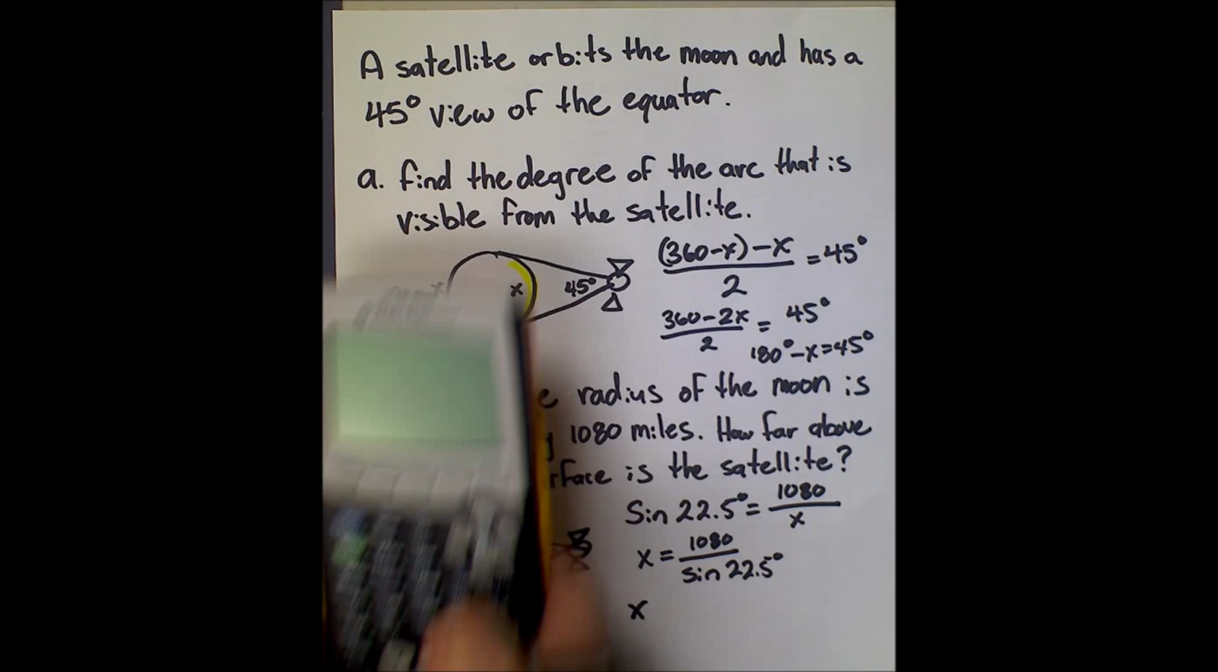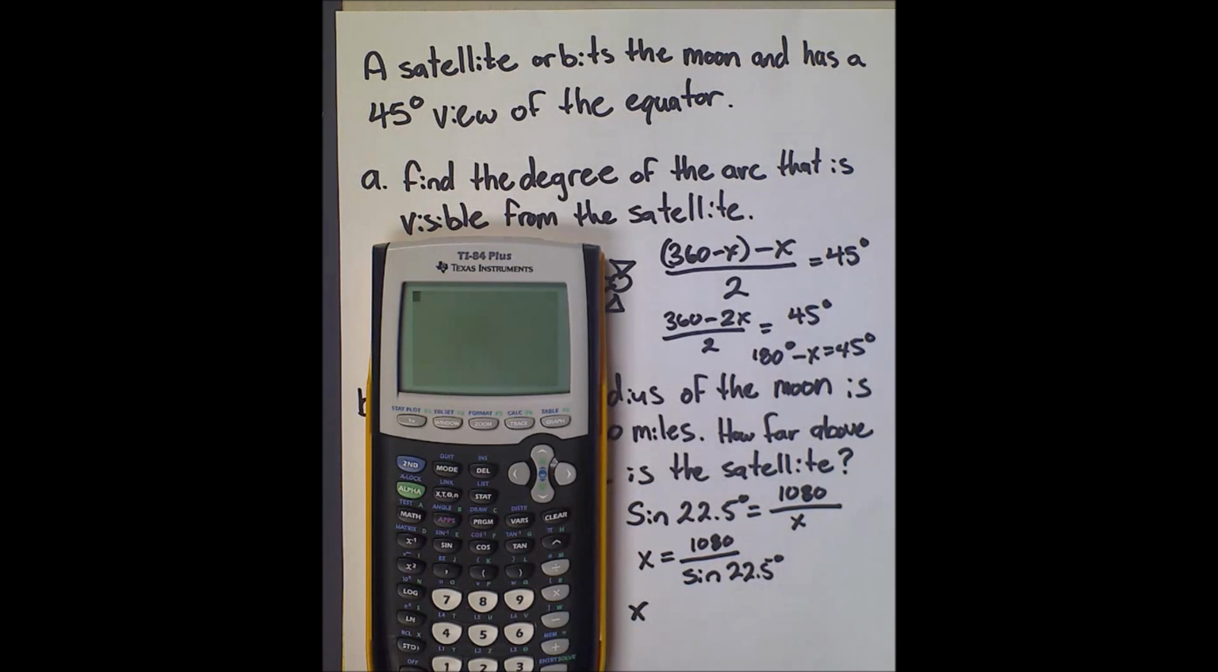And then on a calculator, I'll do 1,080 divided by the sine of 22.5 degrees. You want to make sure you're in degree mode. And this tells me that that hypotenuse is about 2,822 miles.